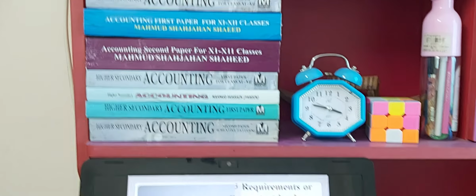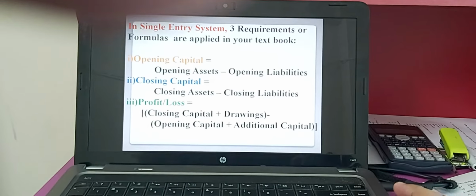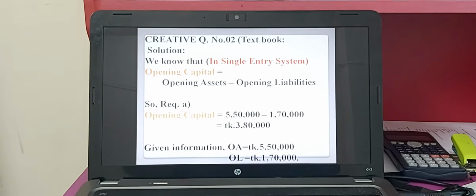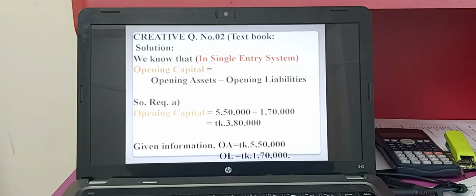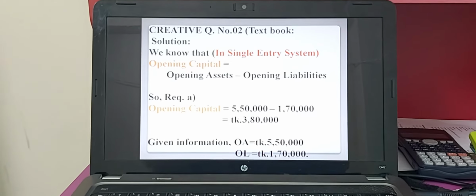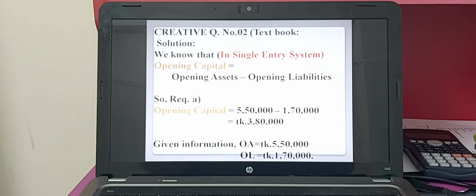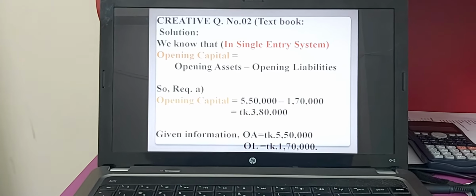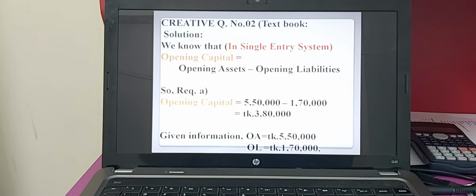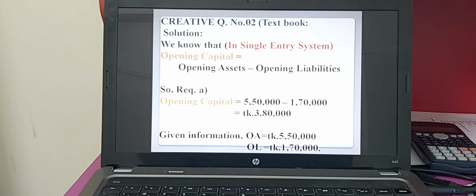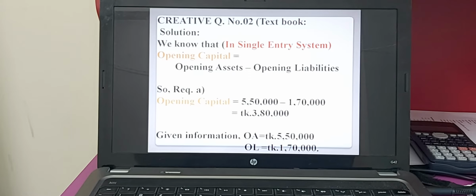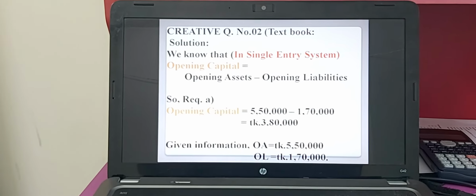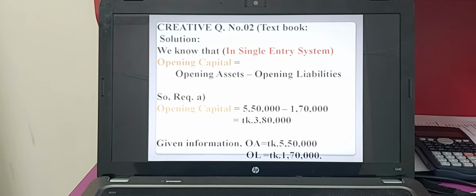Okay, now you can go to your textbook and the page number 39 again. Creative question number 2. You just have to read it at first. I think you have found the page number 39 in the textbook. Now I read it.